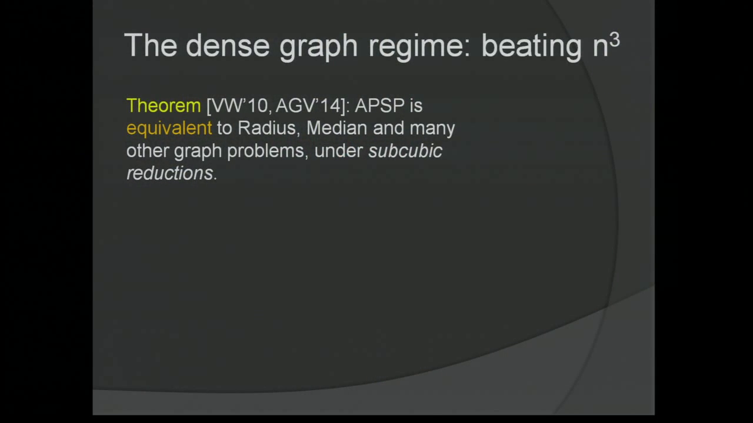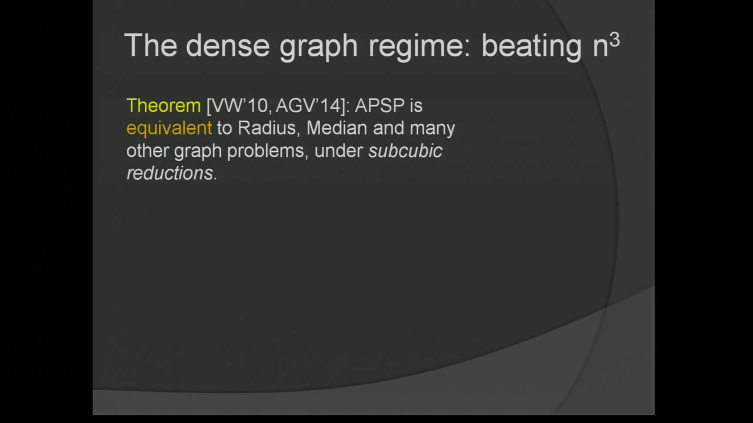All right, let's start with the dense graph case. So again, recall there we're computing all pair shortest paths. This is the best thing we know how to do. And we don't really know how to do it substantially faster than n cubed time. And Ryan and I here, and then with Amir, Fabrizio, we show the following theorem, which is that if you care about beating cubic time by a polynomial factor, then all pair shortest paths is actually equivalent to radius, median, and many other problems.